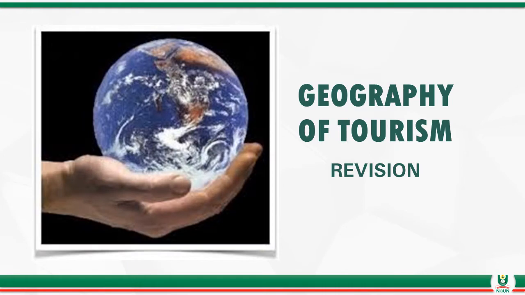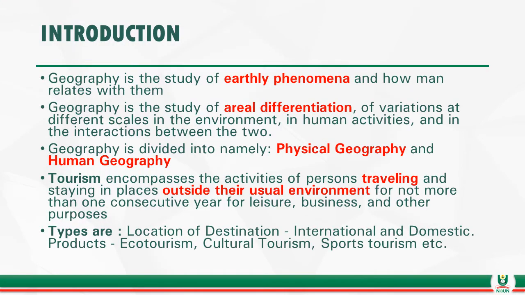In first class, we discussed the introductory part, where I defined geography as the study of earthly phenomena and how man relates to them. And I told you then that geography is divided into physical geography and human geography. And physical geography has 4 realms. You have the biosphere, the lithosphere, the hydrosphere, and the atmosphere.